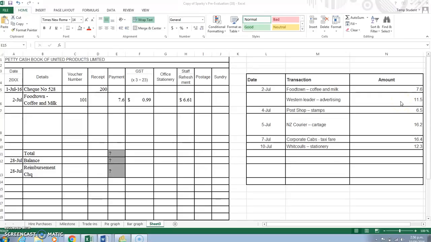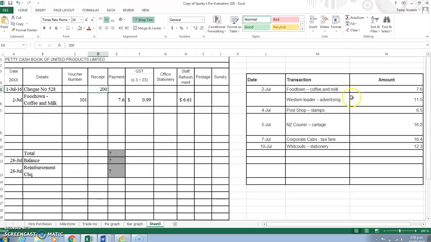So going back to step 1, which is establishing your petty cash fund, we were given a check for $200. So in our petty cash journal here, on the 1st of July, we were given a check. The check number was 528. There is no voucher number, and a receipt for $200.